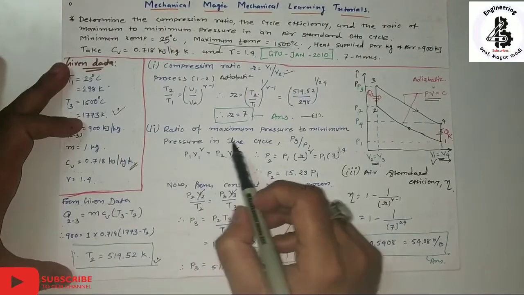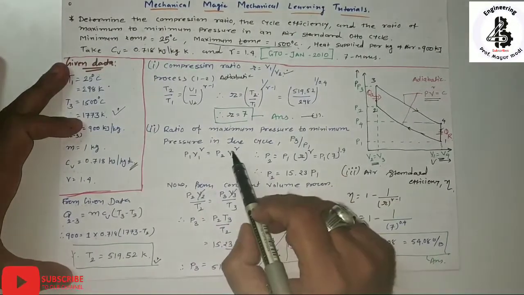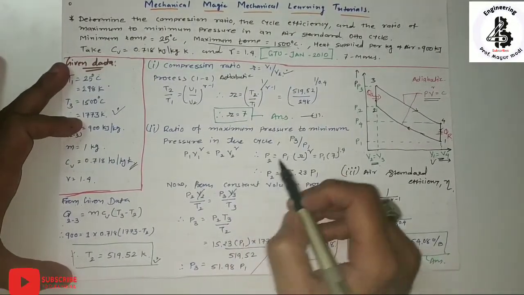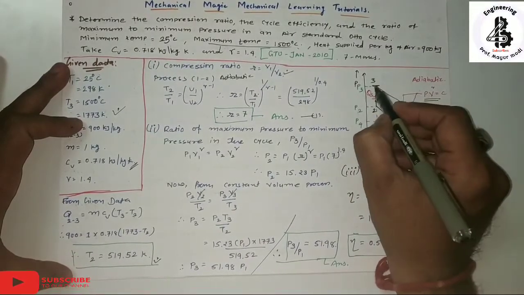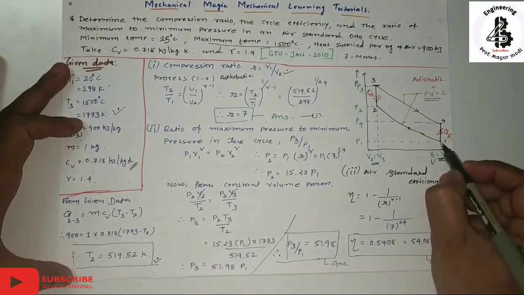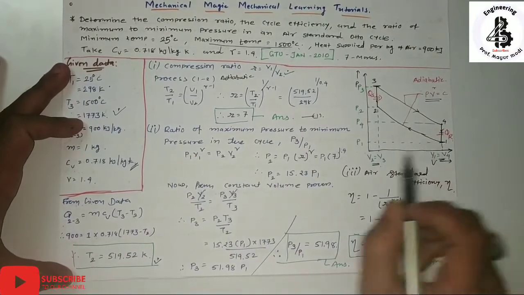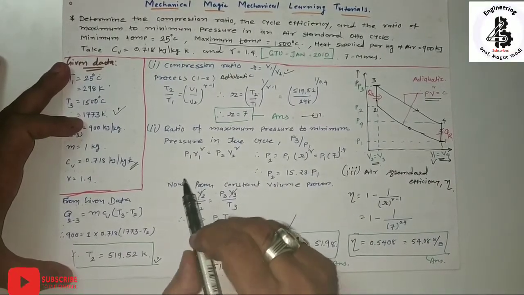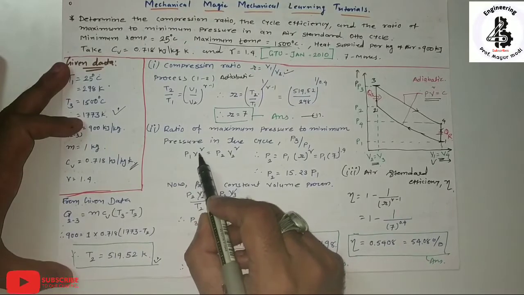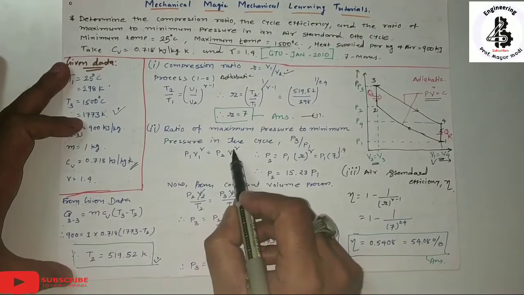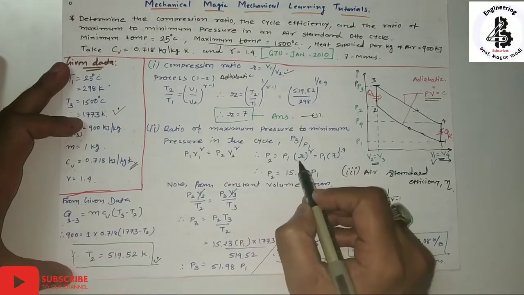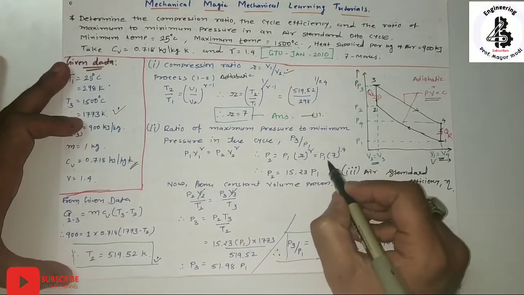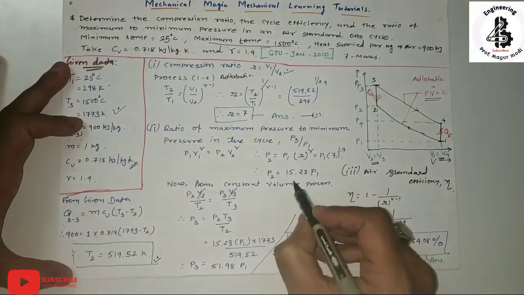Now the ratio of the maximum pressure to the minimum pressure in the cycle. The maximum pressure is P3 and the minimum pressure is at P1. From the adiabatic process, P1 V1 raised to gamma equals P2 V2 raised to gamma. So P2 is equal to P1 into R raised to gamma.